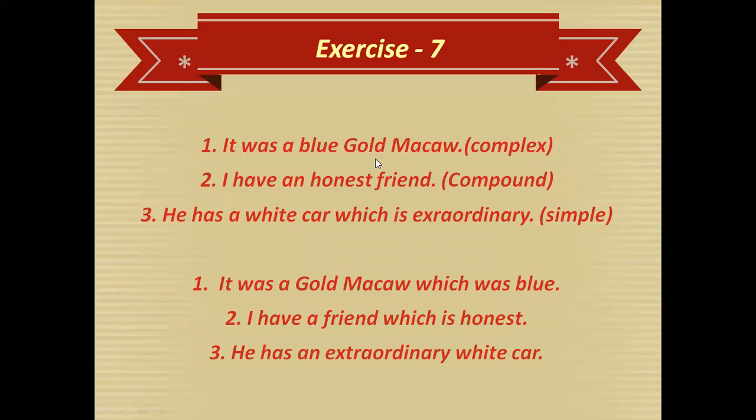So you can see the example here. It was a blue gold macaw. Then I have an honest friend. He has a white car which is extraordinary. So how will you change it into complex? It was a gold macaw which was blue. Then I have a friend who is honest. Then he has an extraordinary white car.